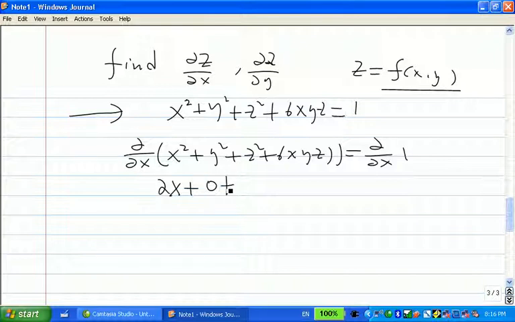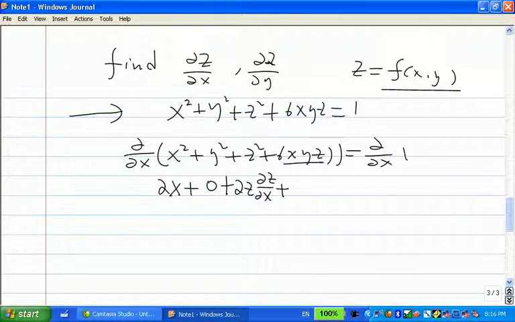The third one, okay, remember z is a function of x and y, so z depends on x. When you take a derivative, use the chain rule, it gives you 2z times partial z with respect to x. Okay, then plus, take a derivative of the last term with respect to x.